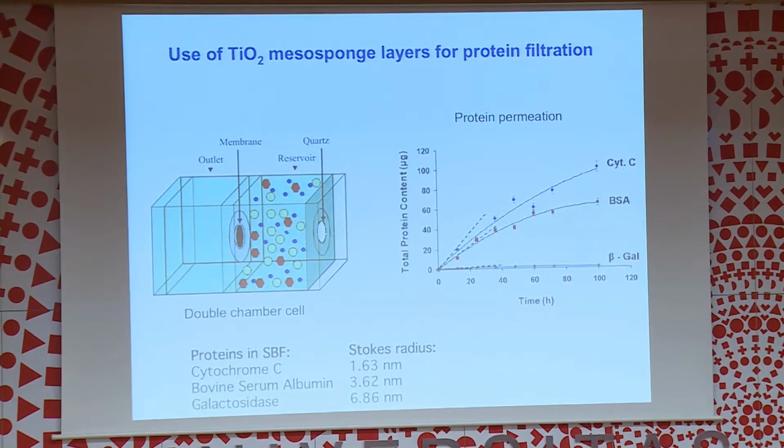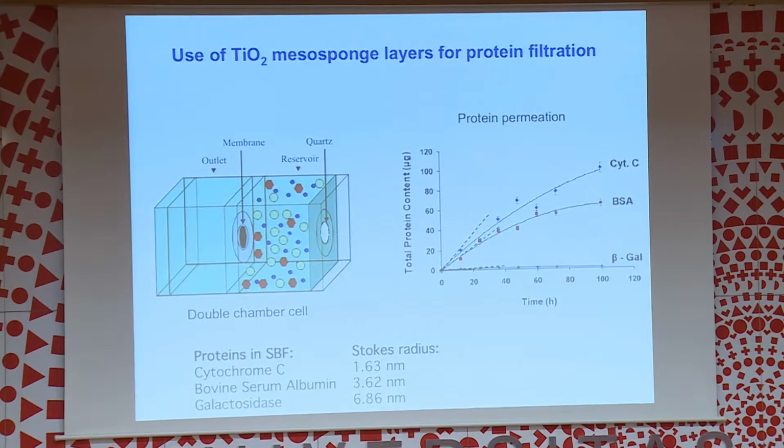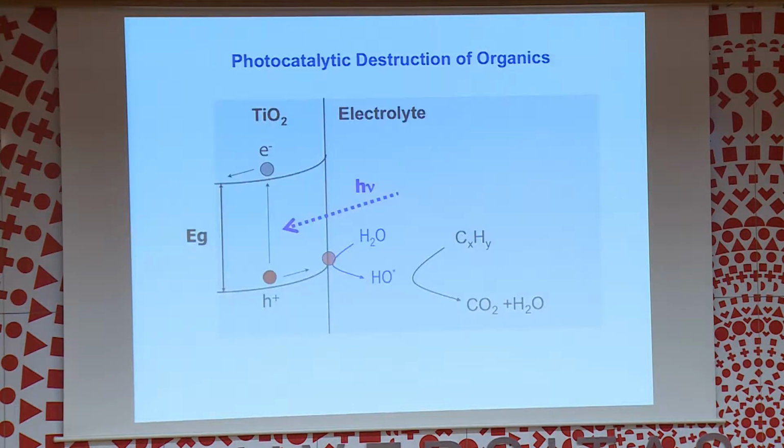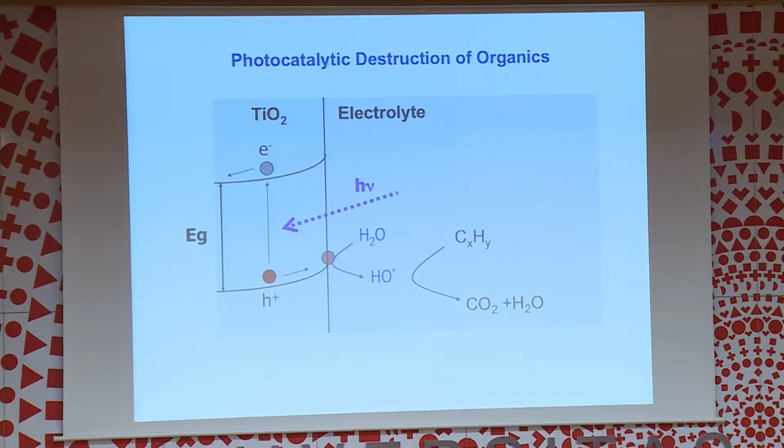But this you could do also with an aluminum oxide membrane if you can fabricate these 10 nanometer channels. The huge advantage of this titanium dioxide is that at the same time it carries photocatalytic properties.